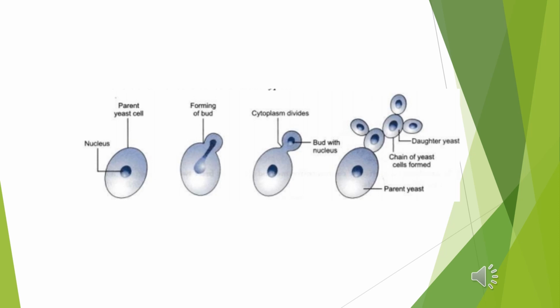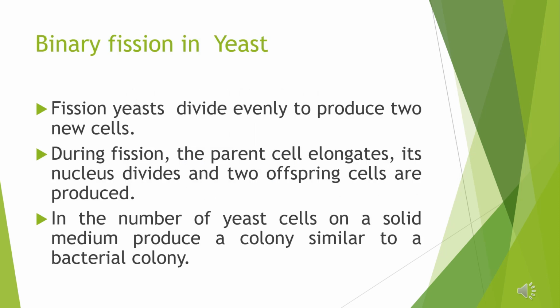First, the nucleus extends in the mother cell, then it migrates to form a bud, then the bud separates from the parent cell, then it grows as a new yeast. Next, binary fission. In binary fission, the yeast divides to produce two daughter cells. The parent cell extends first and the nucleus divides equally. The nucleus is passed on to the daughter cells. The yeast cells produce colonies similar to bacterial cells in the solid medium.